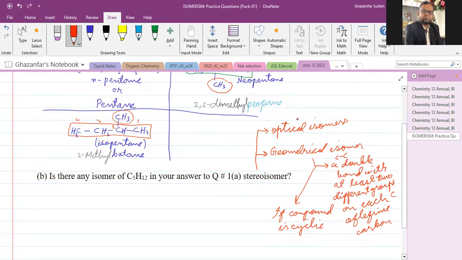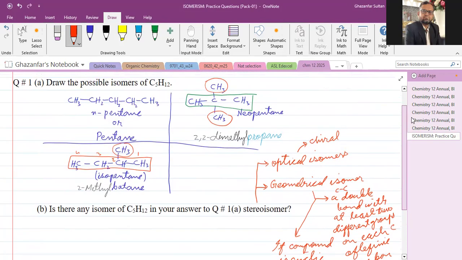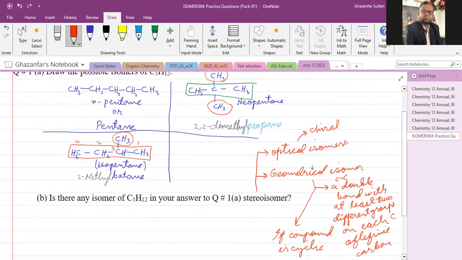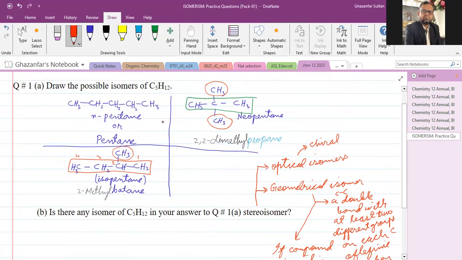If we talk about optical isomers, a chiral carbon is required, which has all four groups different. The terminal carbon can never be a chiral carbon or a geometrical center. There is no double bond, and there is no cyclic compound. So geometrical isomers are not possible in all of these three, because there is no double bond and none is cyclic.